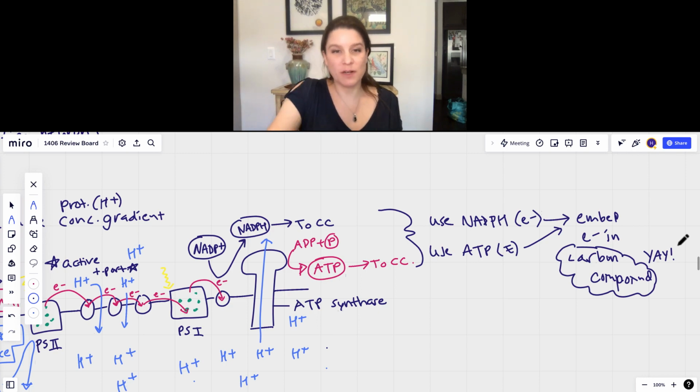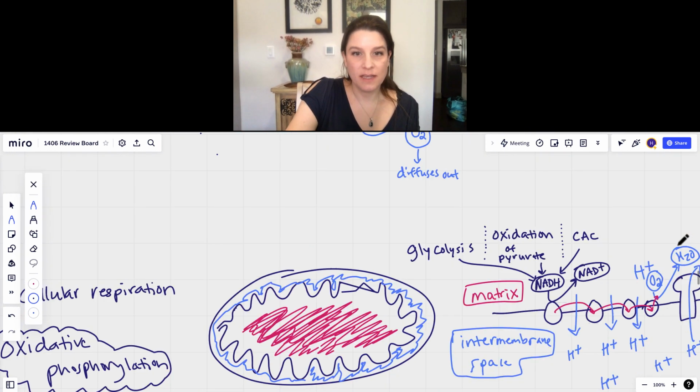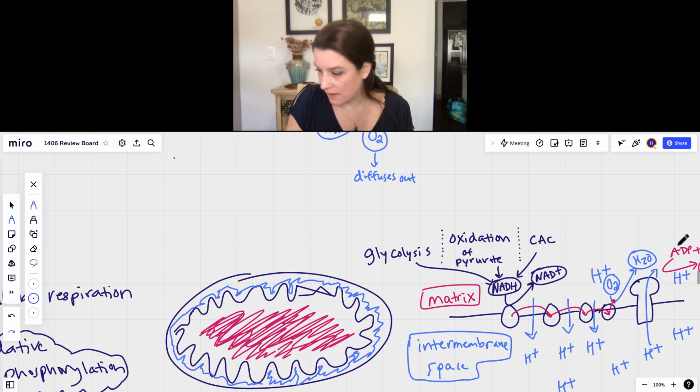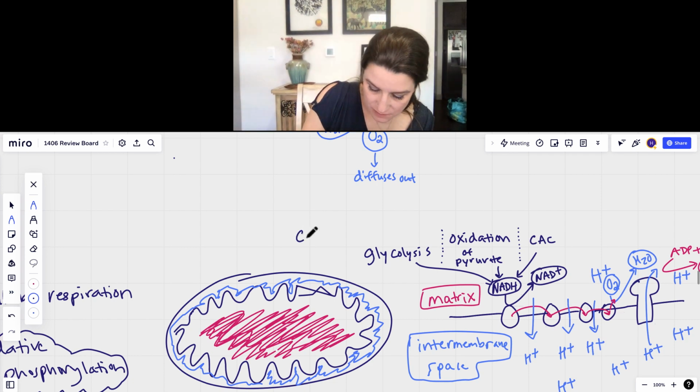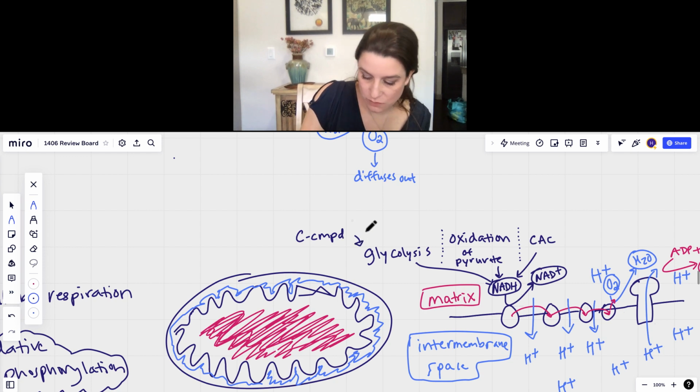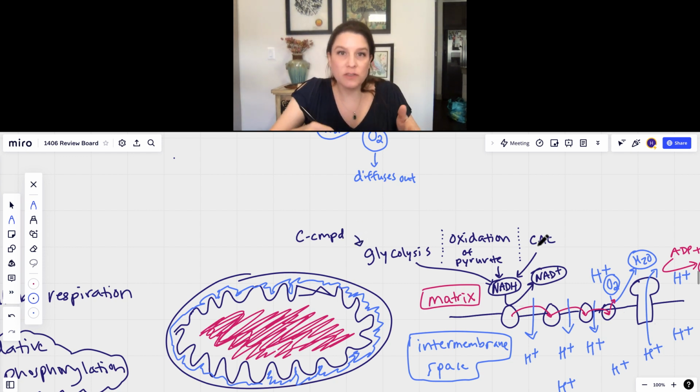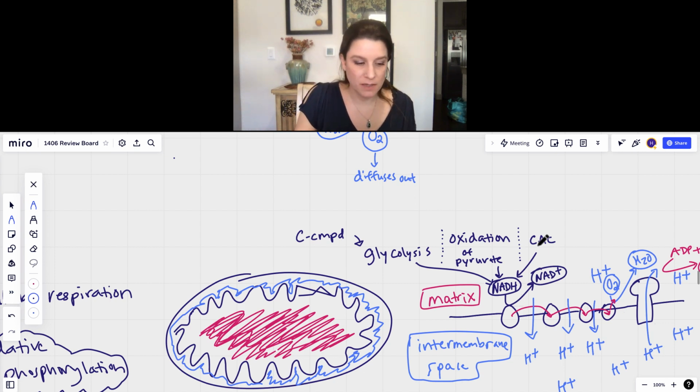And then that carbon compound is what comes in here in glycolysis. So what do we have here? Carbon compound coming into glycolysis, or actually any of these steps. If it's glucose, it'll go into glycolysis. If it's amino acids, it'll filter into other parts. If it's lipids, they'll get broken down and filter into other parts. So all of those carbon compounds are filtering in there to get the electrons stripped.